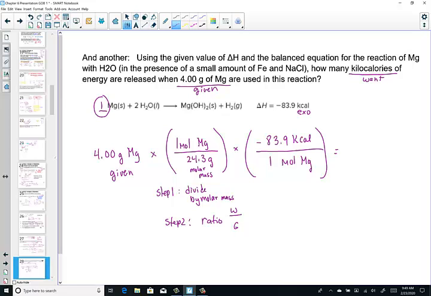In our first step, we divided to convert to a mole. In the second step, we ratioed. And our last step here will just be to calculate to end at kcals. So we have 4 divided by 24.3 times negative 83.9. My screen reads negative 13.81. I'm going to use my 3 sig fig rule, so negative 13.8 kilocalories of energy. How'd you do?